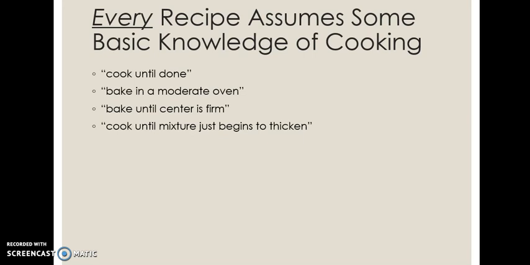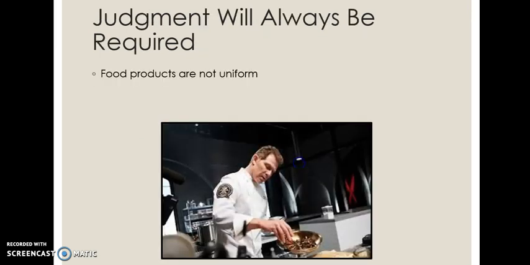Typically in a more standardized recipe, we will tell you what internal temperature you should bring a specific item to. "Make it a moderate oven." What does that mean? To some people that's 365, to some people it's 350, to some people that's 300. It's kind of what people assume. "Bake until center is firm," "cook until the mixture just begins to thicken." All of these are things where, when you start cooking, you're going to have some sort of basic knowledge that helps you make this judgment that makes you a great chef.